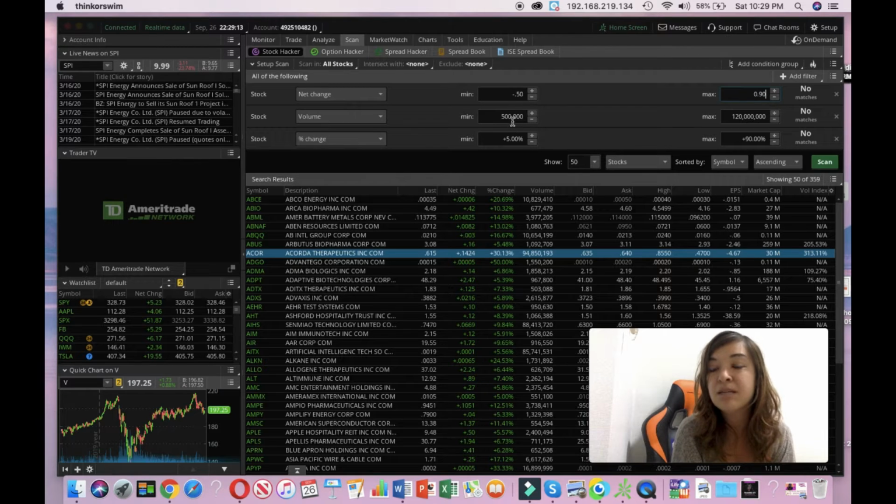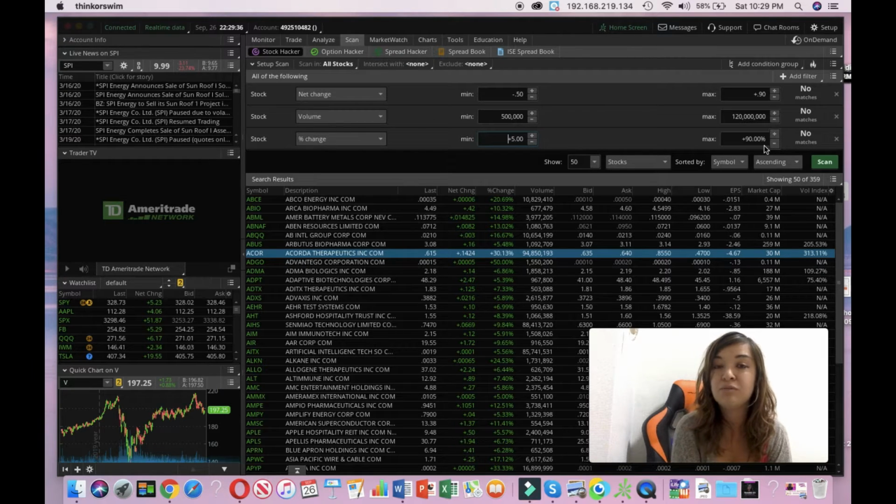Okay, the volume at least 500,000. Max is really, really high, 120 million. It's probably not even going to get there, but I just put that there. And then percentage change, maybe 5%. You can even lower it if you don't want the big move to have happened yet. 1%, 3%, maybe max 90. It's whatever you're comfortable with.